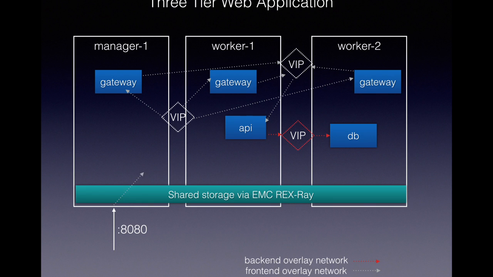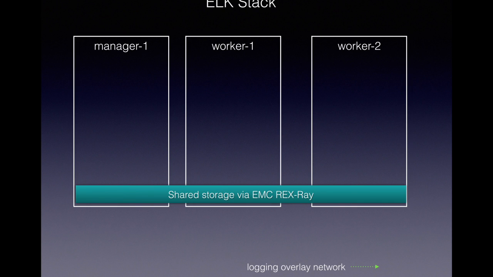The front end Nginx service will be available on port 8080 ingress, and when we allow that port to be open on the Swarm, it means that all of the VMs will have 8080 ingress open, and it will automatically route through Swarm mode's routing mesh to the proper virtual IP for the Nginx service.